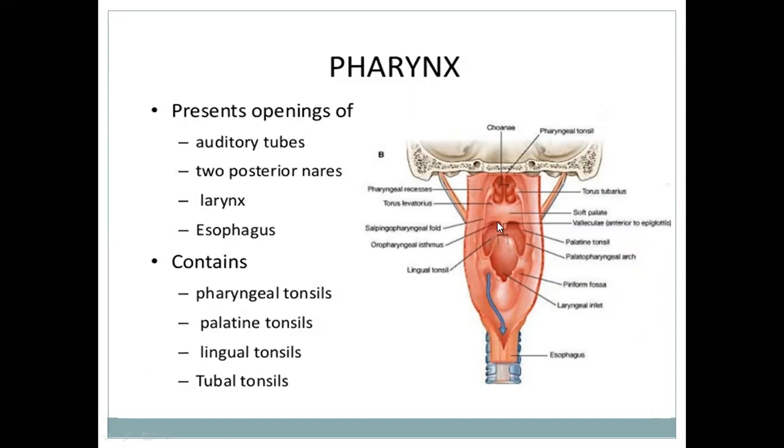So these are the palatoglossal arches on each side, and this is the uvula. These are the palatopharyngeal arches, and these are the palatoglossal arches, and they form the oropharyngeal isthmus. Between the palatoglossal and the palatopharyngeal arches, we have the palatine tonsils. So the pharynx forms the posterolateral wall, and its anterior wall is missing.